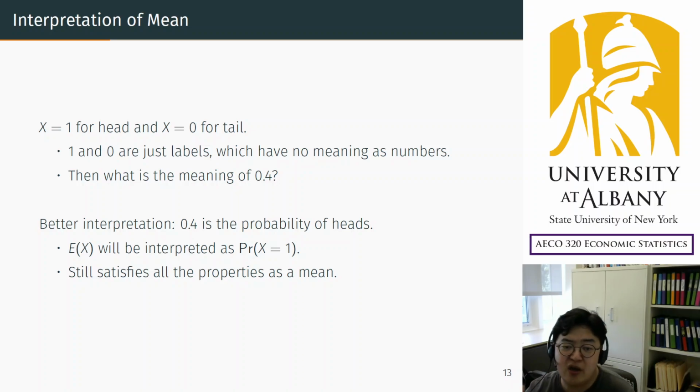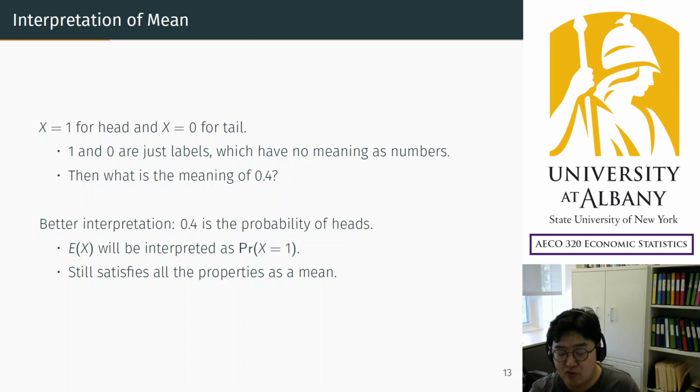Instead, because now we know that the expectation equals the probability of success, I recommend you interpret this 0.4, the mean, the expectation, as a probability, right? So interpret 0.4 not as an average, but as the probability of heads. That would be nice. That would be better. However, mathematically, it is still a mean.